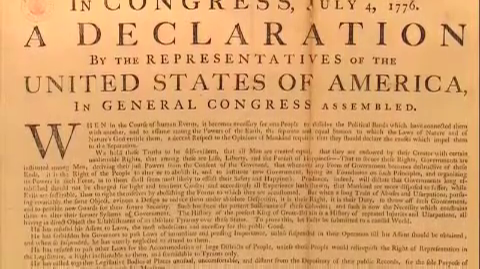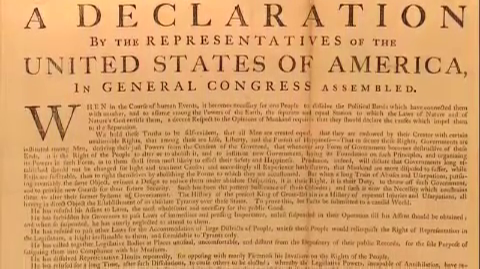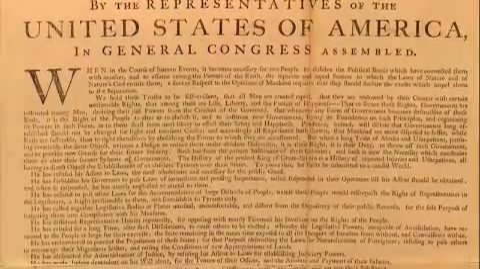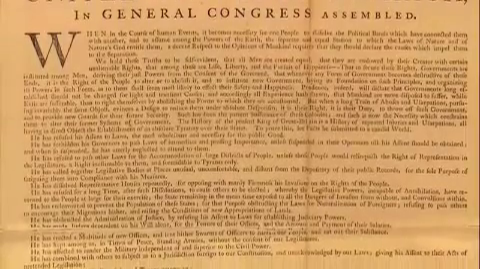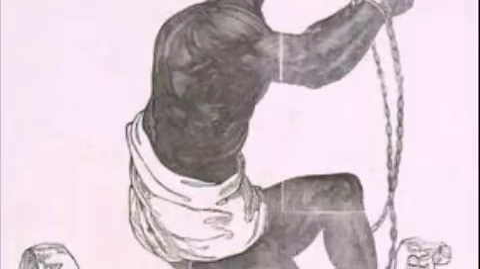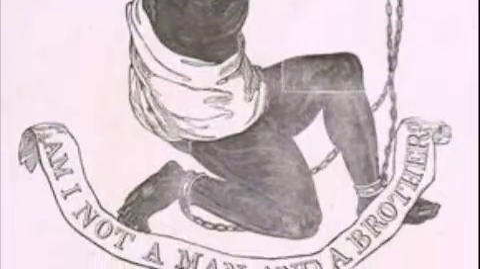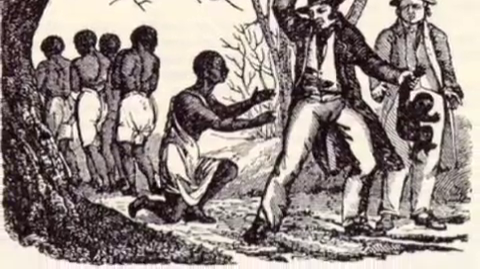In 1776, Thomas Jefferson wrote the Declaration of Independence, which said all men are created equal. But that was not true. It would be many years before blacks and whites in America had equal rights. Because of slavery, many Americans were not free and had no rights.